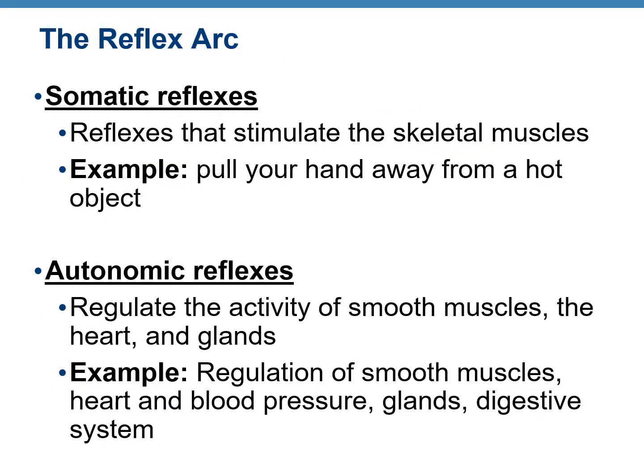There are 2 types of reflexes, somatic reflex and autonomic reflex. Somatic reflexes stimulate voluntary skeletal muscles. For example, when you touch something hot, you pull your hand away. Autonomic reflexes control the activity of involuntary organs such as smooth muscles, heart and glands. This could be, for example, you see something scary and your heart starts beating faster. Your smooth muscles, after digestion, are doing peristalsis. All of these are autonomic reflexes.